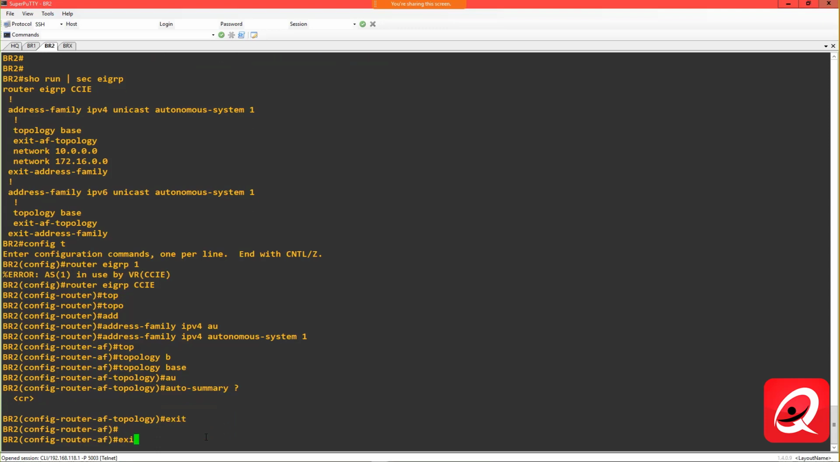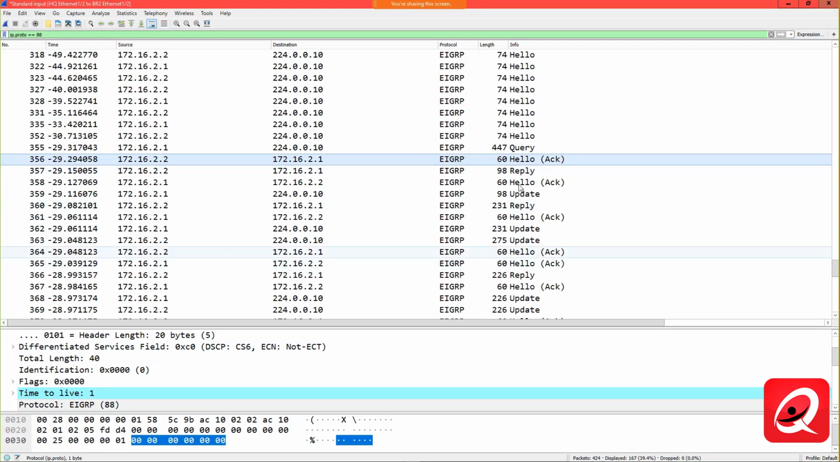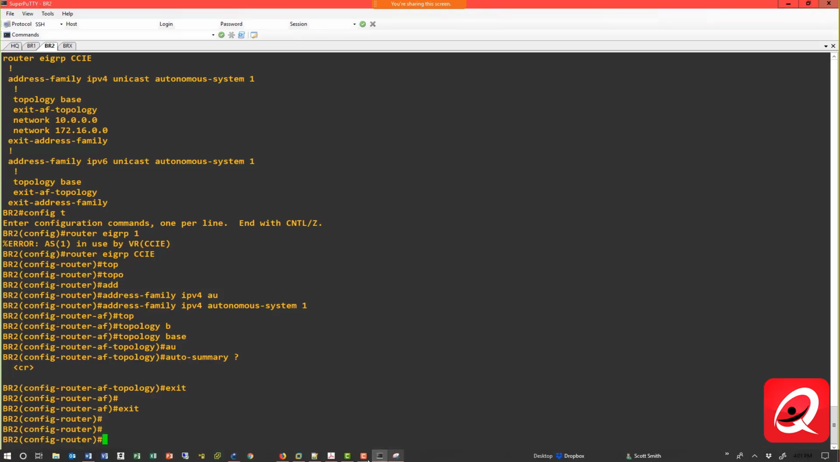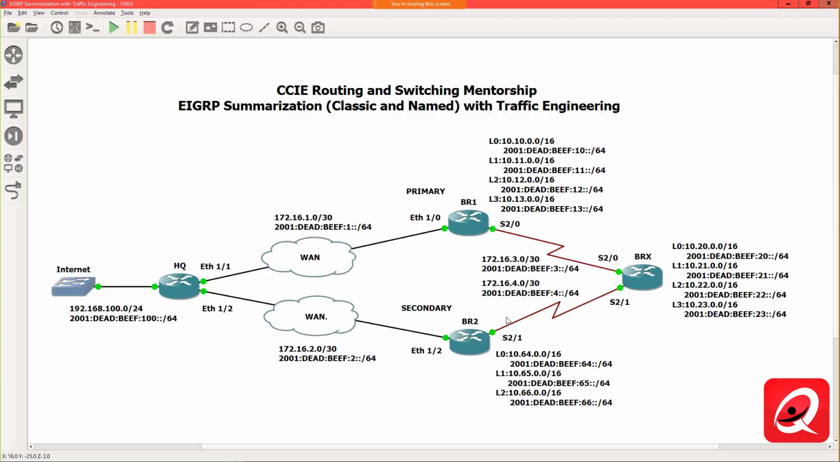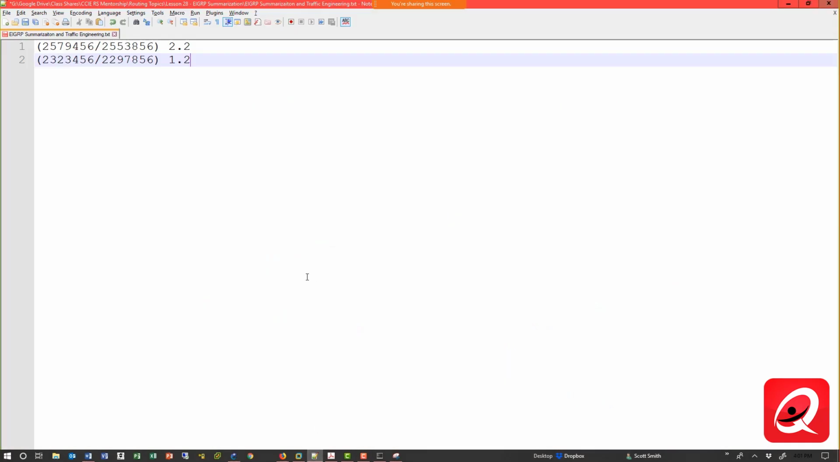So let's go ahead and take a look at what some of these summarization concepts will look like. Let me turn off my Wireshark capture. Okay, that's off. And let's start with this group of addresses here first.